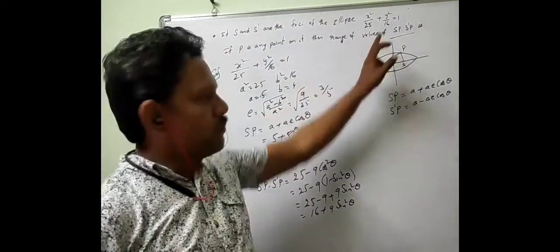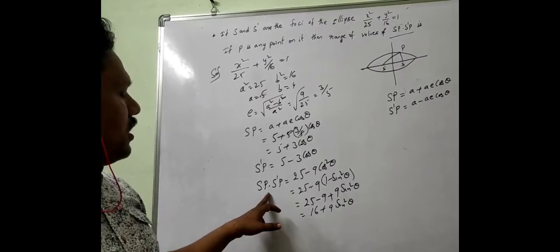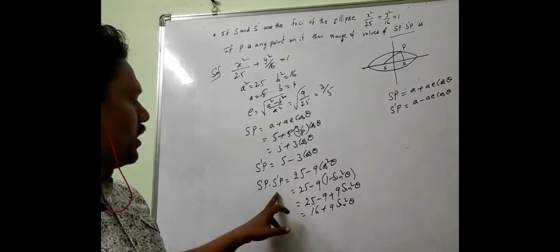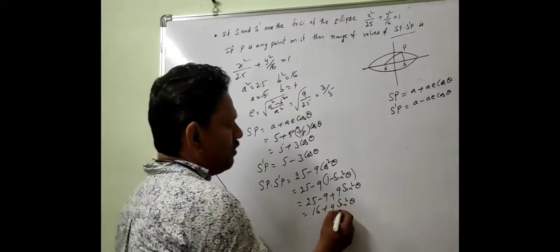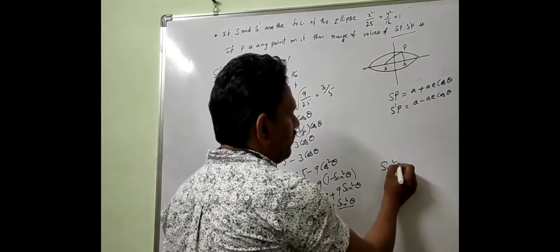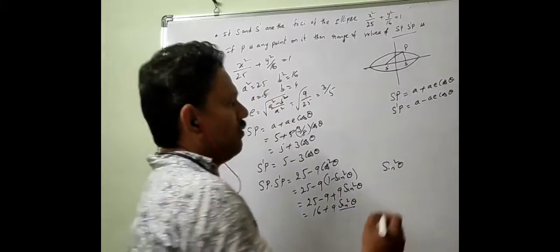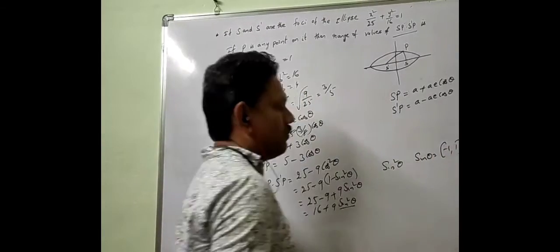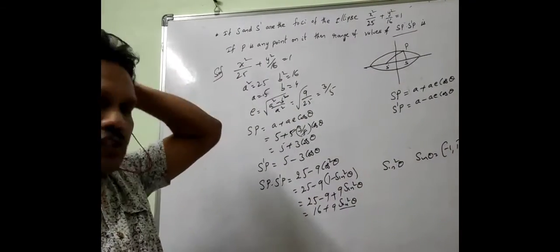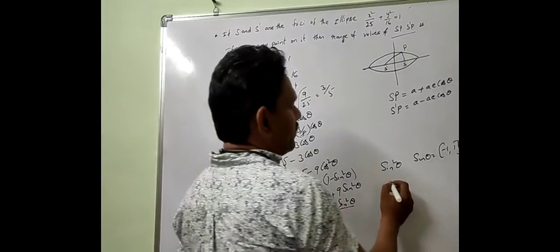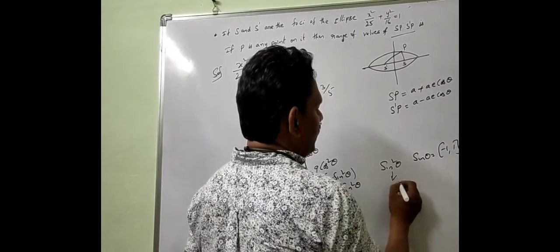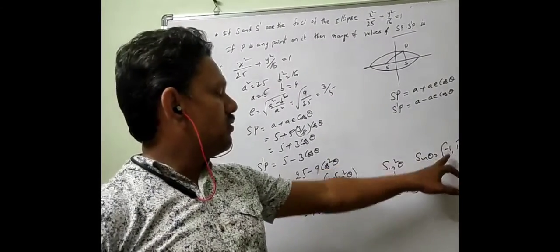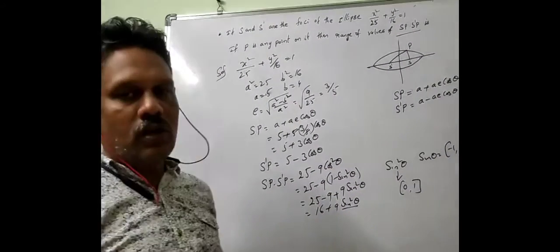Now we want the range of SP into S dash P, which means we want the minimum value and the maximum value of SP into S dash P. Here the maximum and minimum values depend on the value of sin square theta. We know the range of sin theta is the closed interval minus 1 comma 1. Since it is sin square theta, the range of sin square theta will be the closed interval 0 comma 1, since squaring makes the minus terms plus.